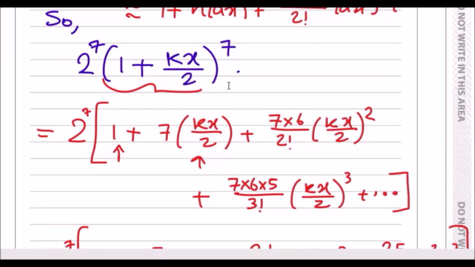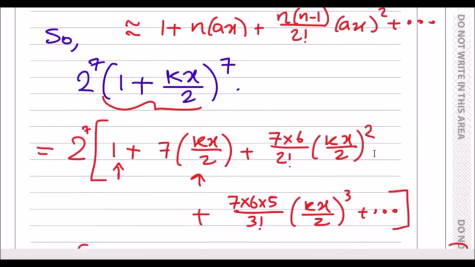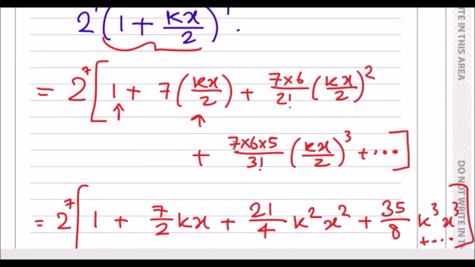Now for the second power, it's going to be n times (n minus 1), so 7 times 6, over 2 factorial times the ax bit to the power 2, and then the next one, the same thing but one down, so 7 times 6 times 5, over 3 factorial, because it's 3 terms, times (ax)^3. And that's it. That's literally 4 terms done.